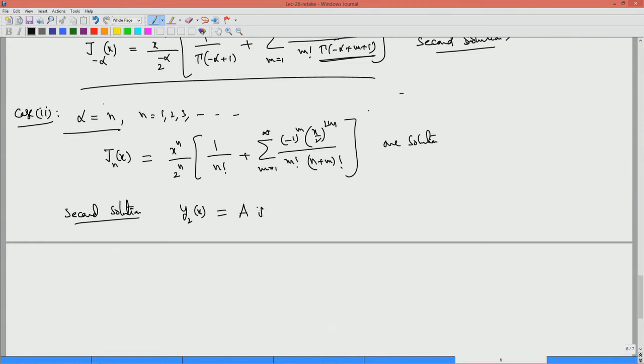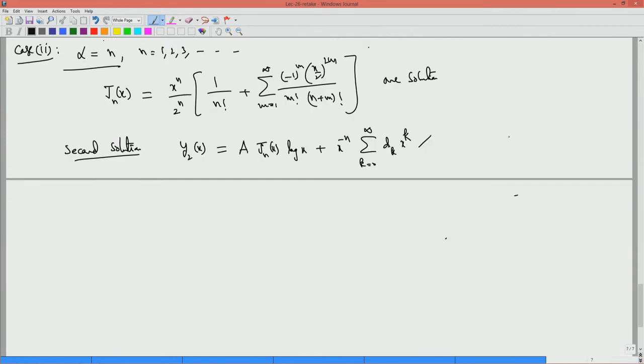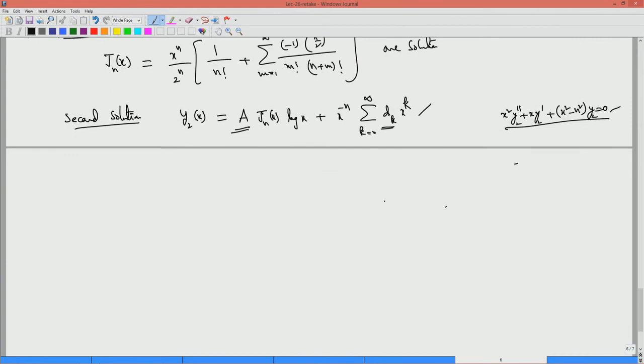y1 is my Jn of x. I take y2 as a times Jn of x log x plus x power minus n, sigma k from 0 to infinity dk x power k. Here k is simply a dummy variable. I look for a solution in this form. For this I need to substitute into the Bessel equation x square y double dash plus x y dash plus (x square minus n square) y equal to 0, where alpha is n. So, in this I need to substitute y2 and this should satisfy the equation. If we look for a solution in this form, substitute into the Bessel equation and try to get the unknown constants a and dk, that is the idea of the Frobenius method.